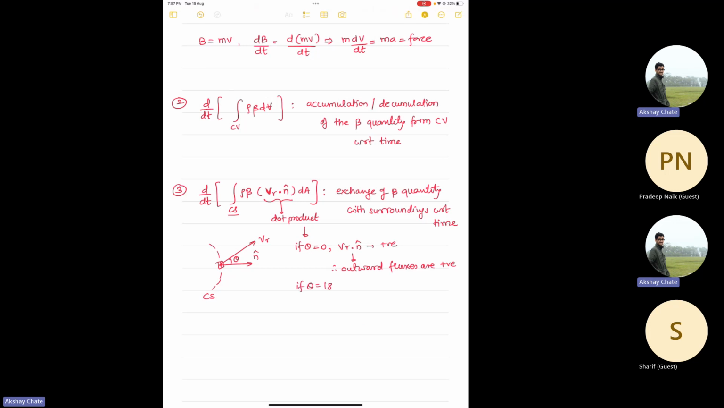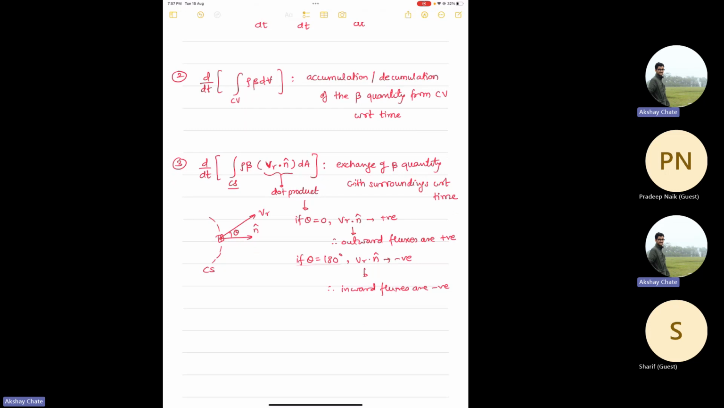And if theta is 180 degrees, this dot product between relative velocity and outward normal will be negative, and therefore inward fluxes are negative. So in that case, you will have n cap like this, and your relative velocity VR will be like this. So this is when theta is 180 degrees, and this is the inlet, right? So something is going into the control volume. That will be considered negative, and something coming out of the control volume will be considered positive.